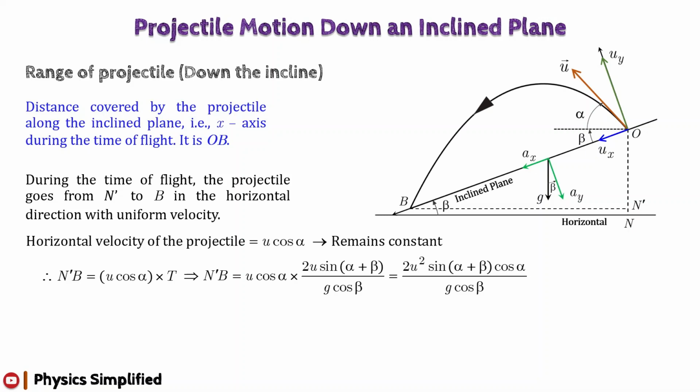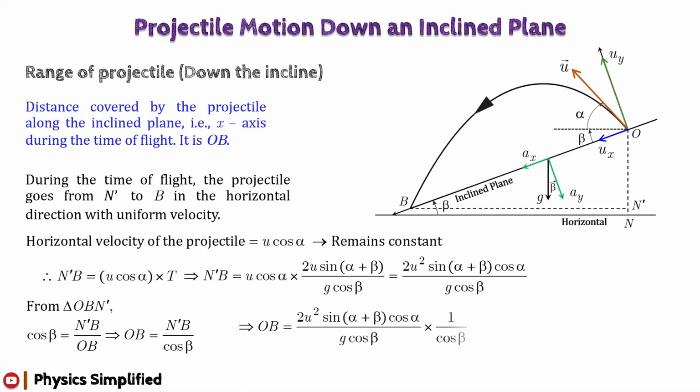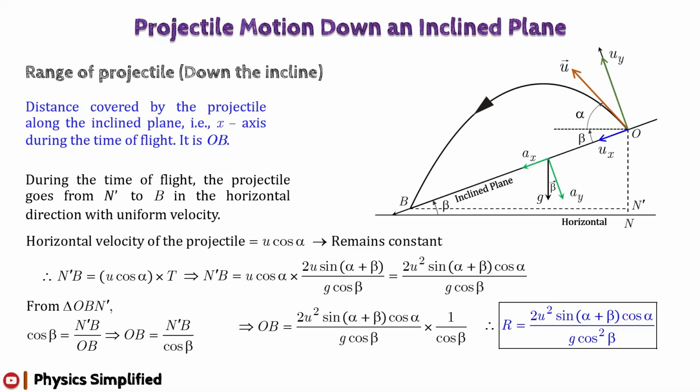Now, from the right angle triangle OBN prime, we have cos beta is equal to N prime B divided by OB. Therefore, OB is equal to N prime B divided by cos beta. Substituting the expression of N prime B from the previous equation and simplifying, we obtain the range of the projectile down the incline, and it is given by capital R is equal to 2u squared sin(alpha plus beta) cos alpha divided by g cos squared beta.